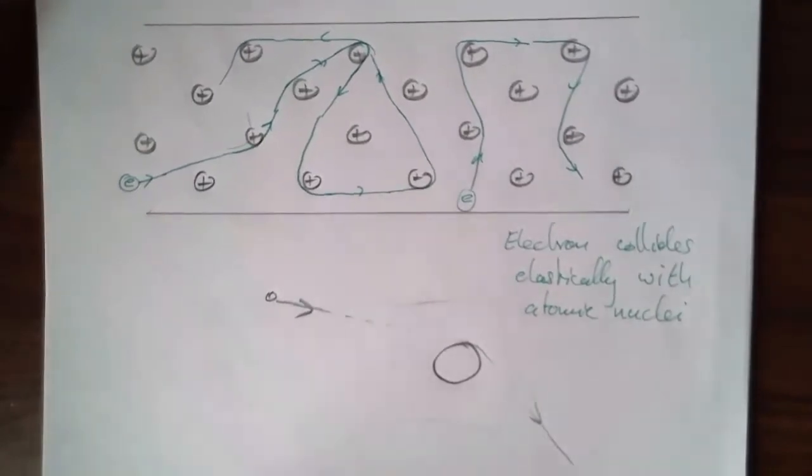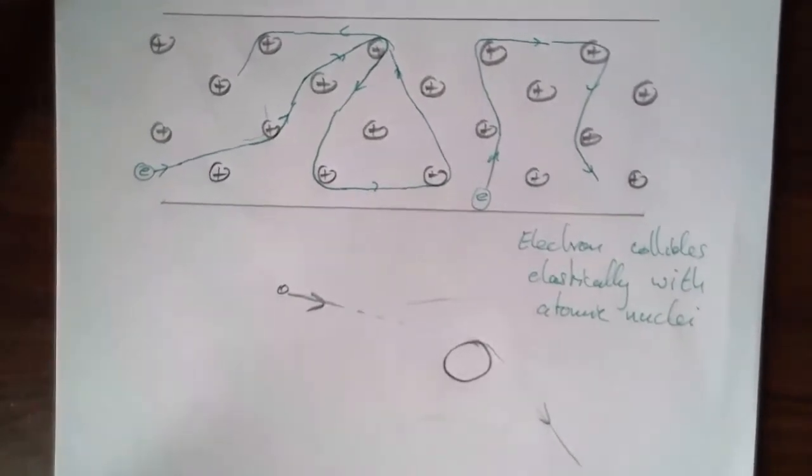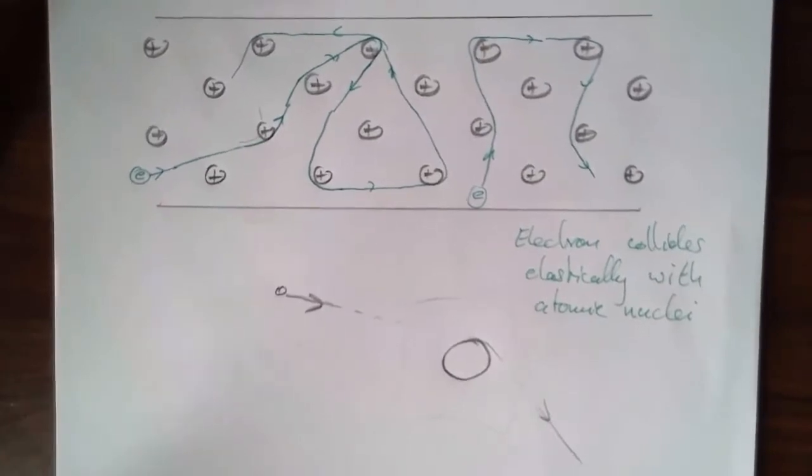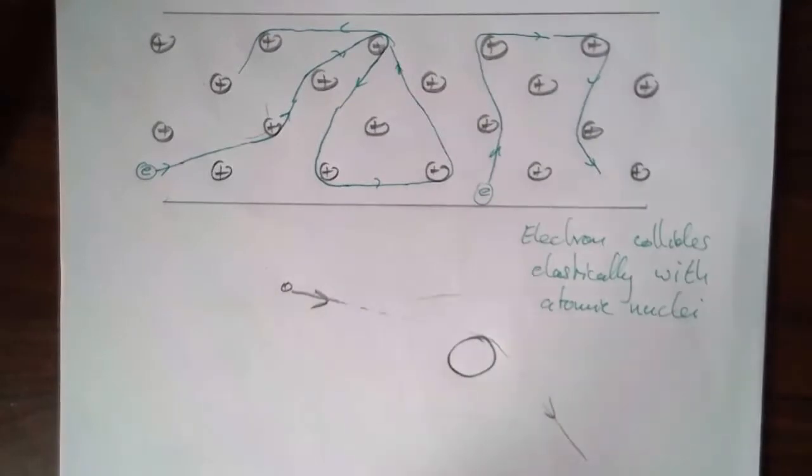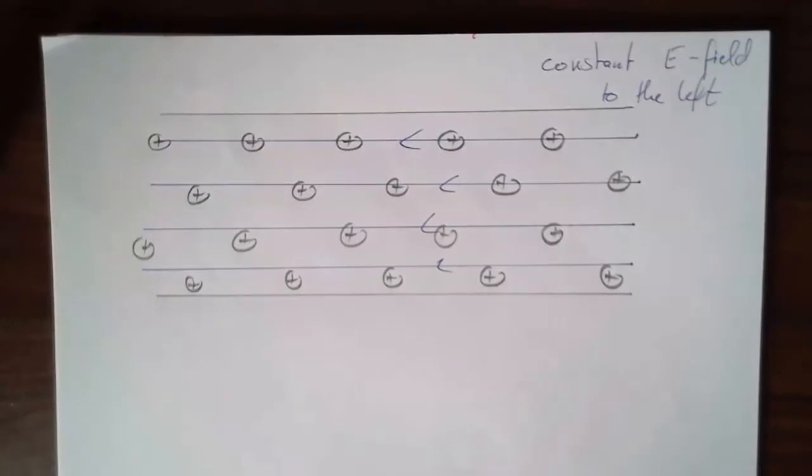Okay, so now what happens when we have an electric field in the wire? So let's draw the wire again, and this time let's add an electric field to it. So here's the picture of the same wire, and now I've added a constant electric field, and for no particular reason I decided that it should point to the left.